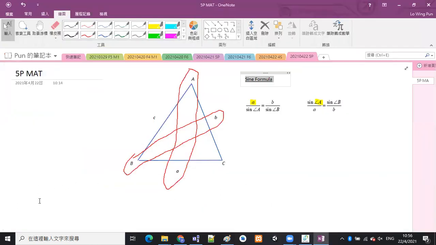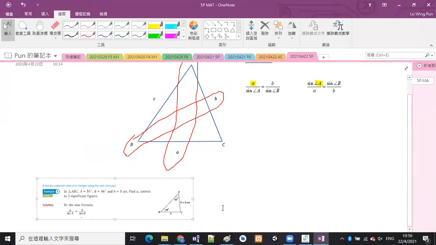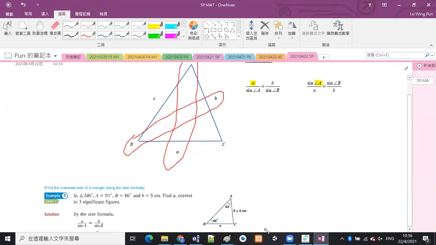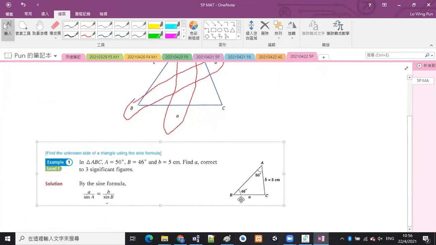Do you have a calculator? Did you bring your calculator? We need to use the calculator very frequently in this chapter. So please get ready with your calculator.